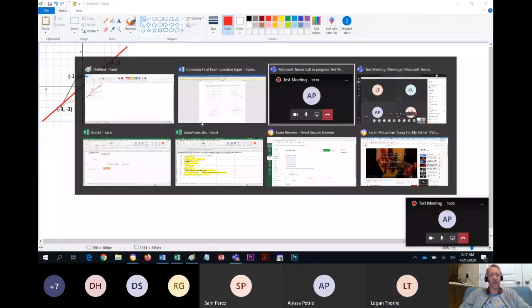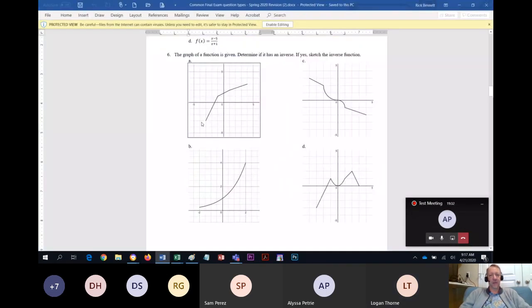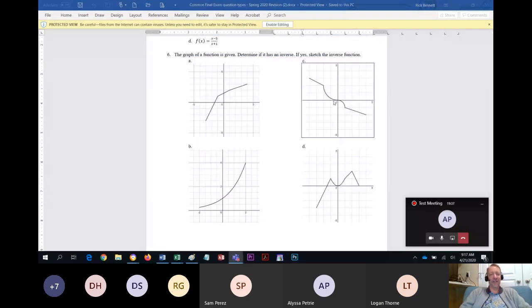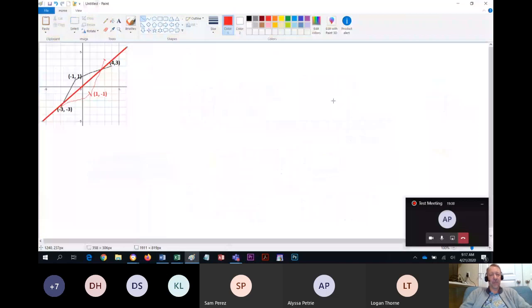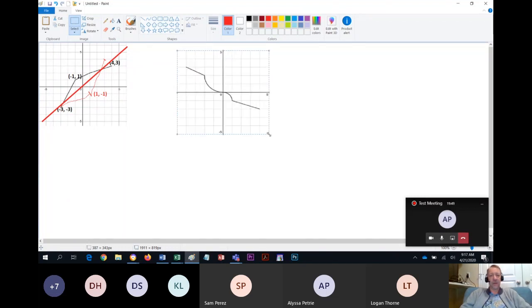Now let's have you guys help me with this one here. And this one's a little bit harder to draw because it doesn't involve straight lines, for one thing. So how would you guys do this one now that you've seen that one? Maybe I'll even draw my diagonal line here. Remember, it's going to be symmetric about that line.